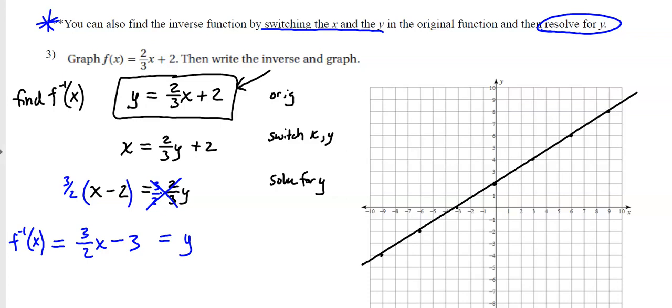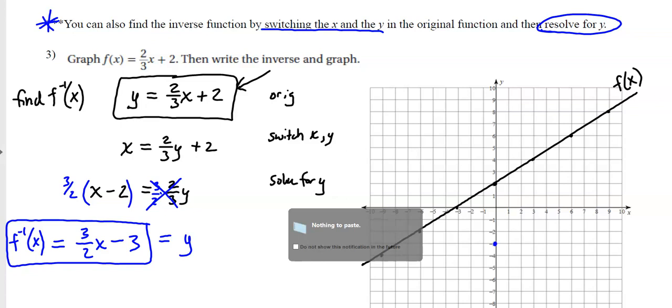All right. So this is f of x. That's our OG. That's our original. Now we're going to do the inverse. What happened when we switched x and y? Well, that one crosses at a -3. So that one crosses down here at -3.